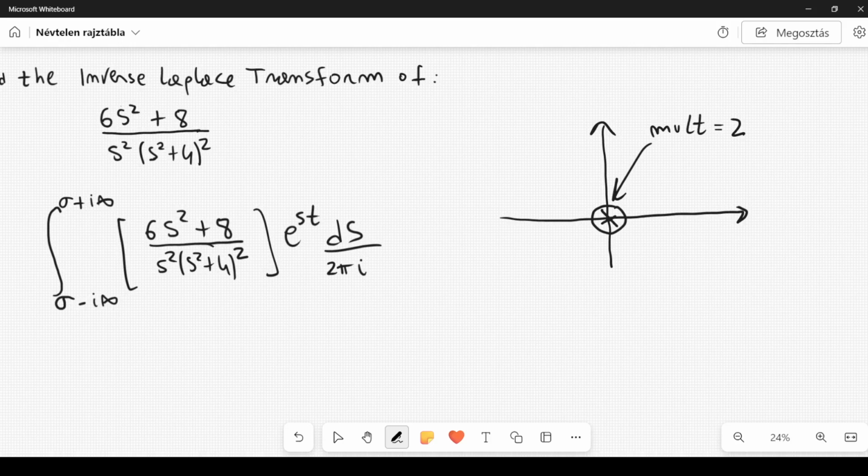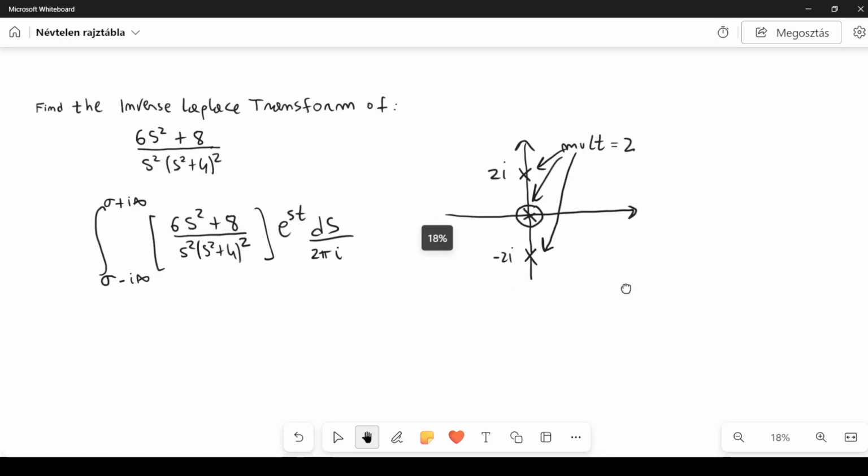Then we have other poles due to this part of the denominator, in particular here for s equal to 2i, and here for s equal to minus 2i. And the multiplicity of these two poles is also equal to 2. That's quite easy to see.